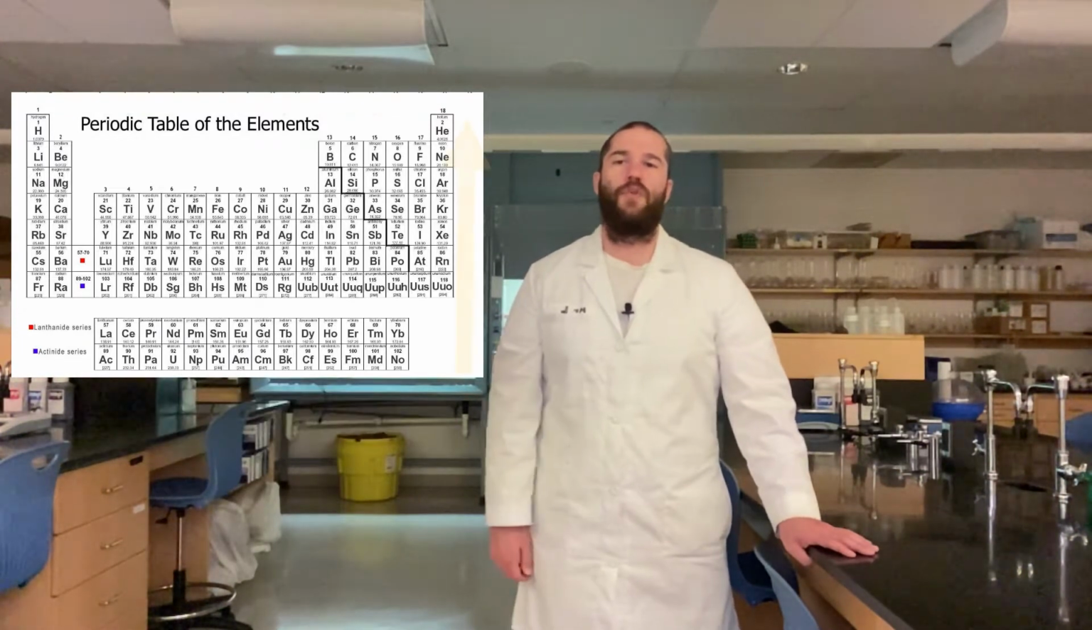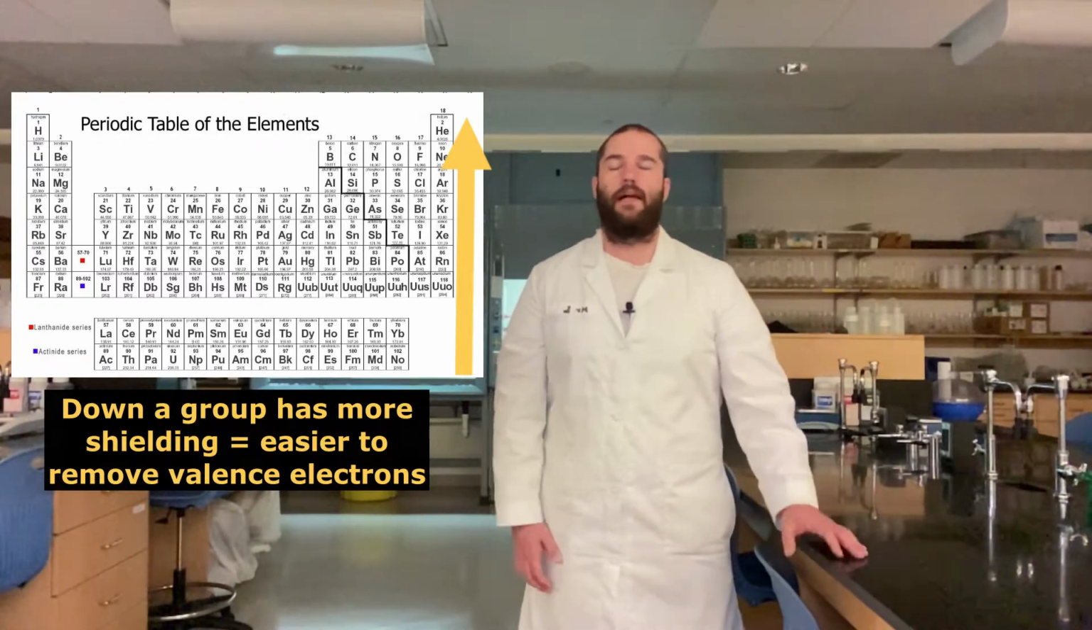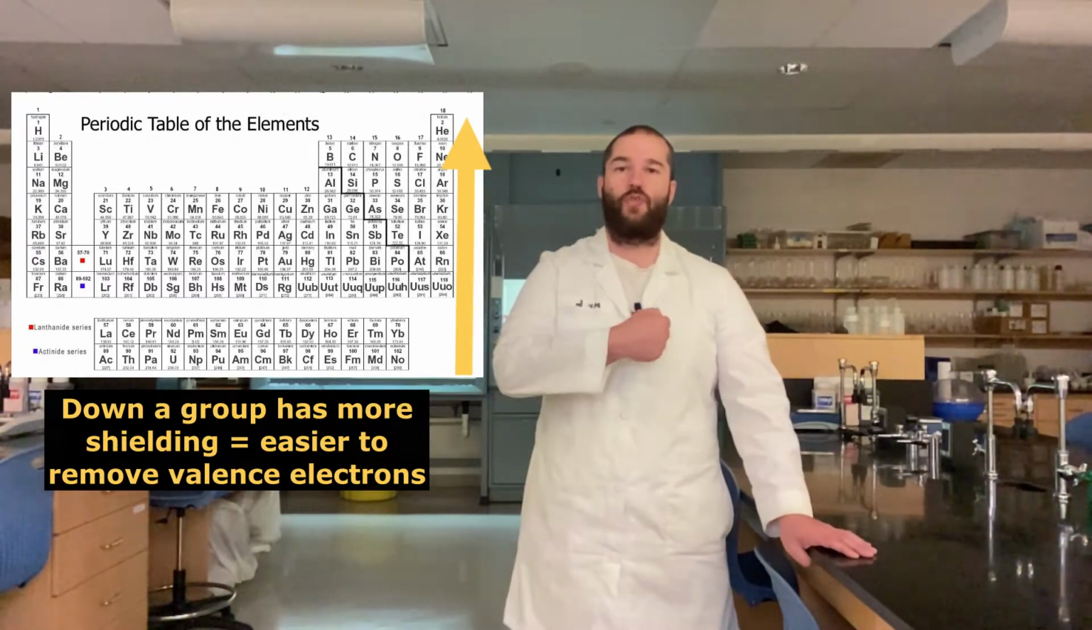If we're thinking about within a group, as we go down a group, we have more and more core electrons, which acts as a shielding or a screening constant.